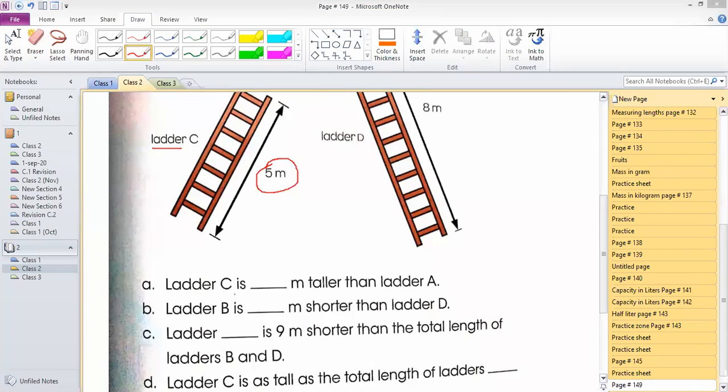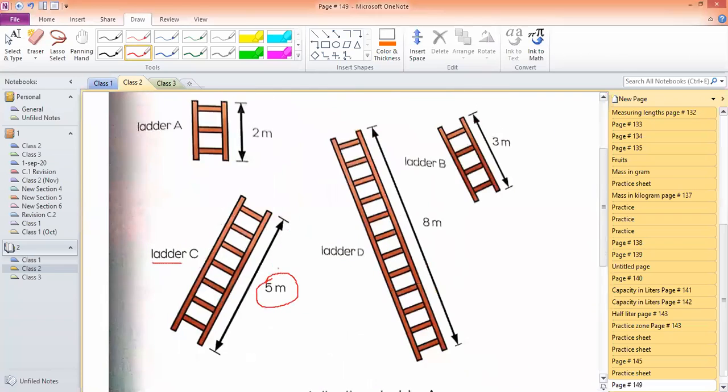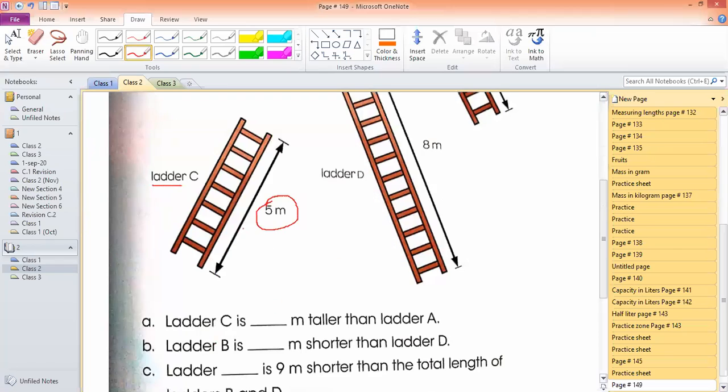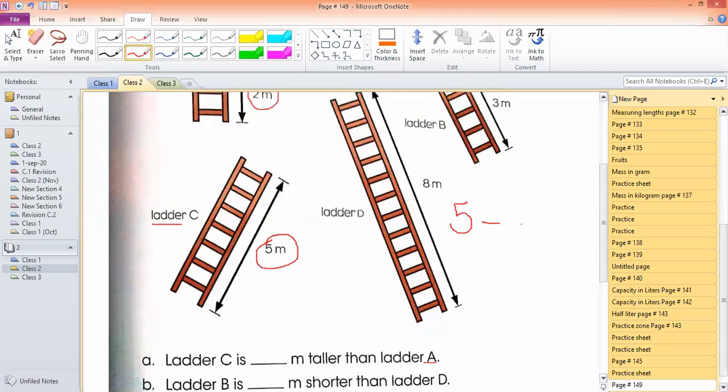Look, the question is saying ladder C is dash meter taller than ladder A. So you have to check ladder C, which is 5 meter, and ladder A, which is 2 meter. In order to find out how much taller ladder C is, you will find out the difference. Ladder C is 5 meter and ladder A is 2 meter. So 5 minus 2 is equal to dash meter.